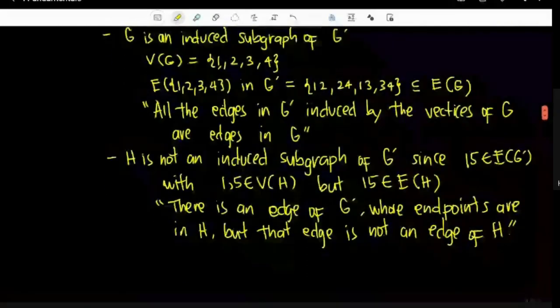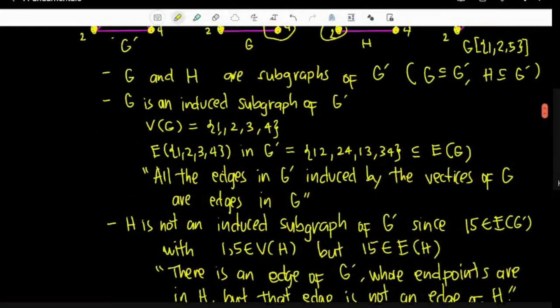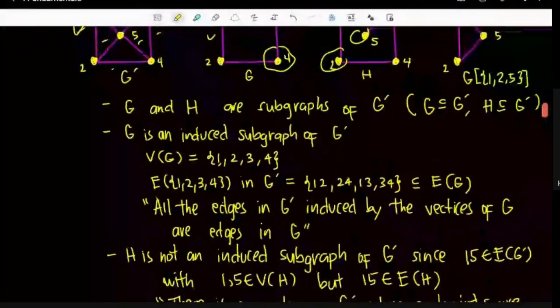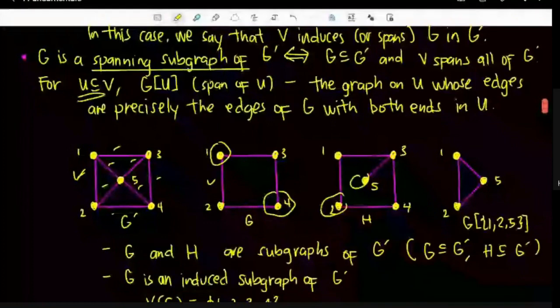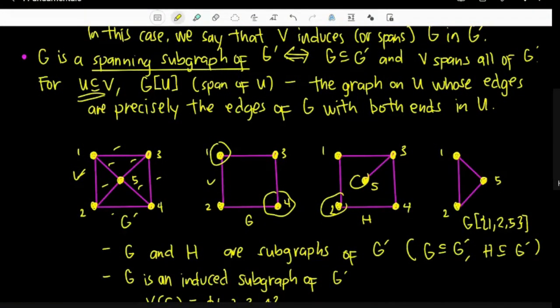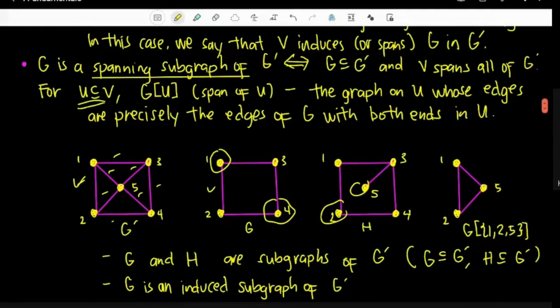Kulang si H. Yun yung ibig sabihin ng induce. Alright. Now, paano naman mag-span? Paano mag-span ng subgraph? Okay, ganito mag-span ng subgraph. So, let's take for example, kunin natin yung span ng vertices 1, 2, 5. So, ito yung vertices 1, 2, 5 ng G prime.